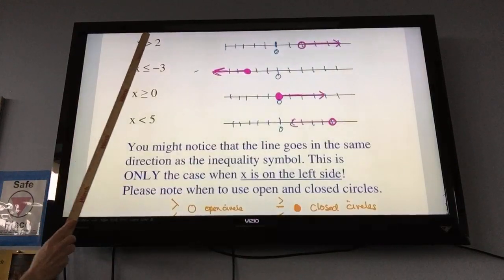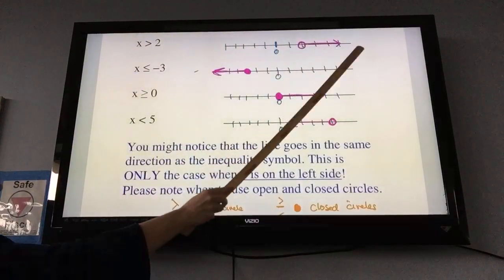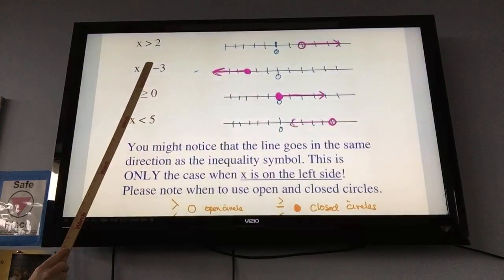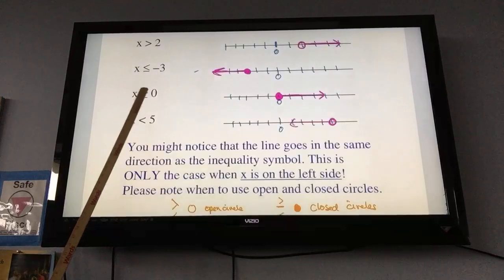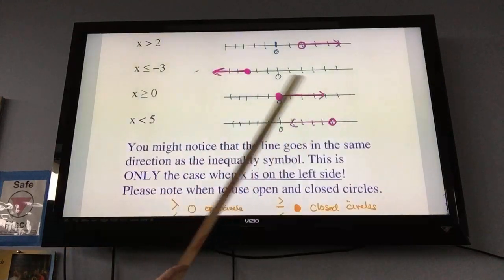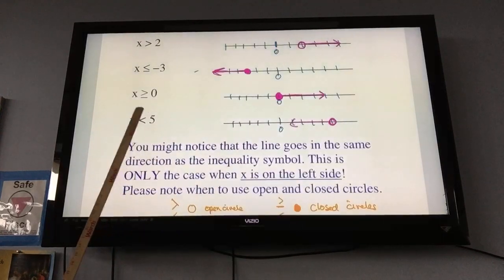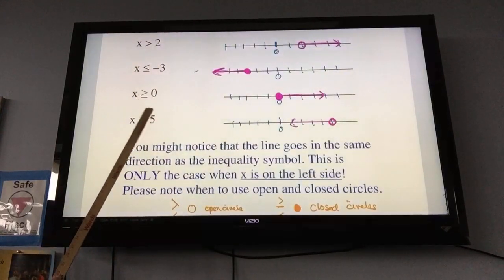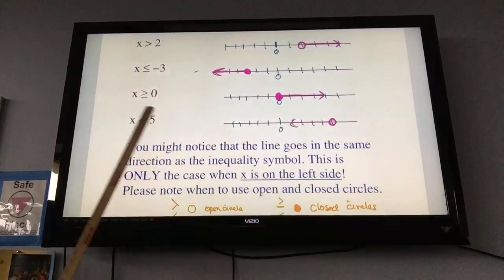So here, my arrow points to the right, and so does my line. Here, my arrow points to the left, so does my line. Points to the right, so does my line. Points to the left, so does my line, okay? You have to be able to read the symbol. So less, when it points to the left, is my less than. Points to the right is my greater than.